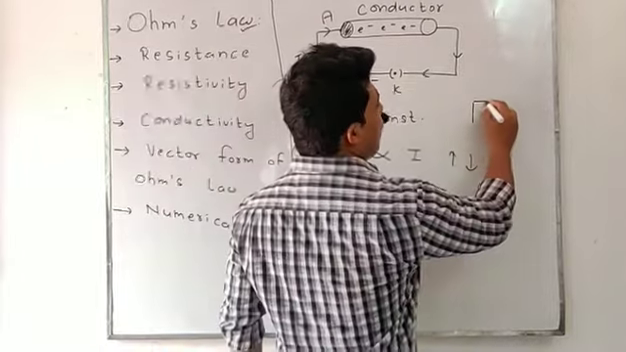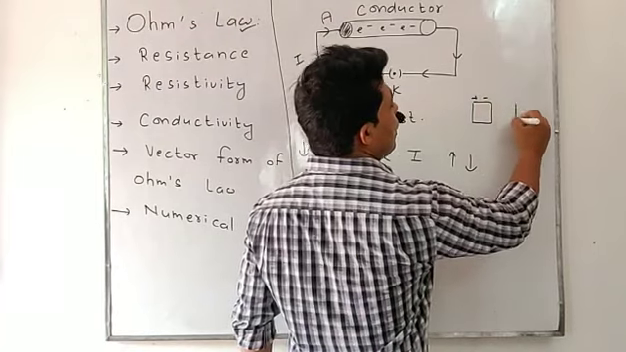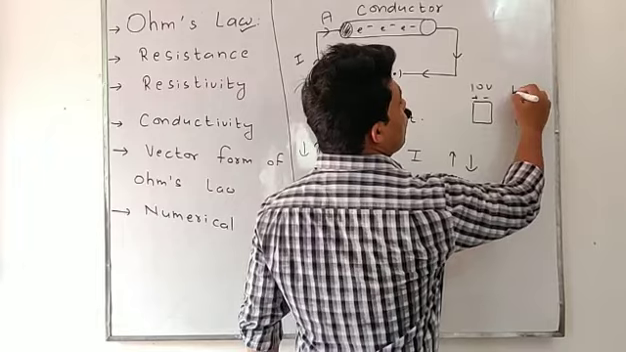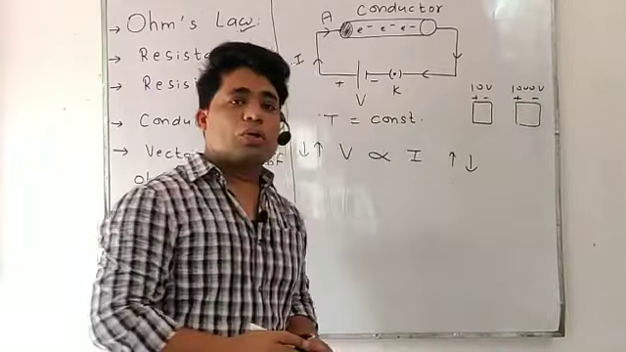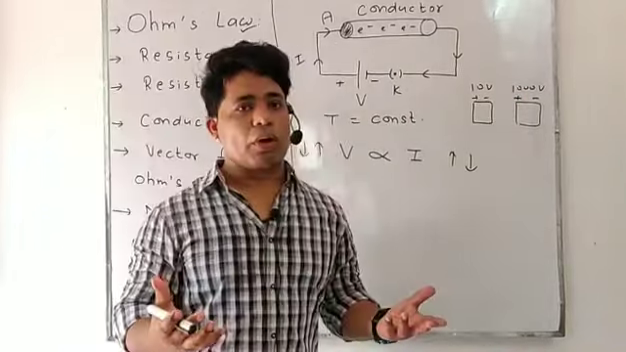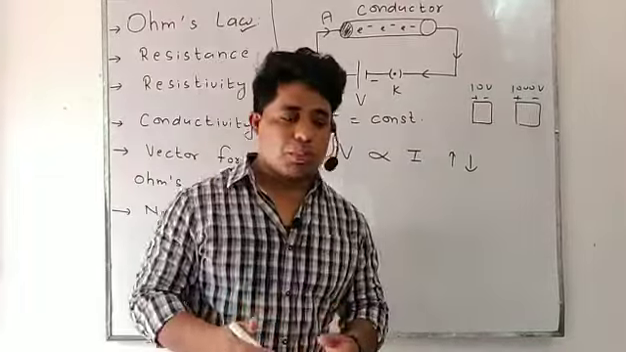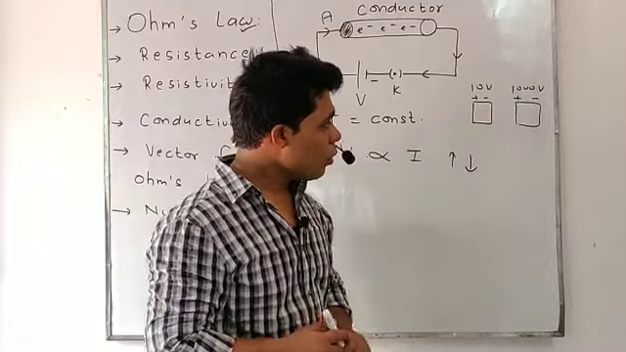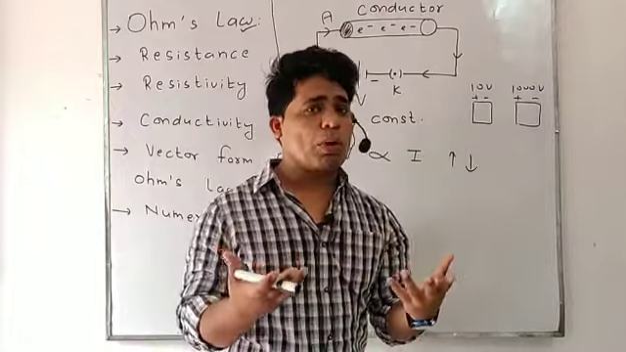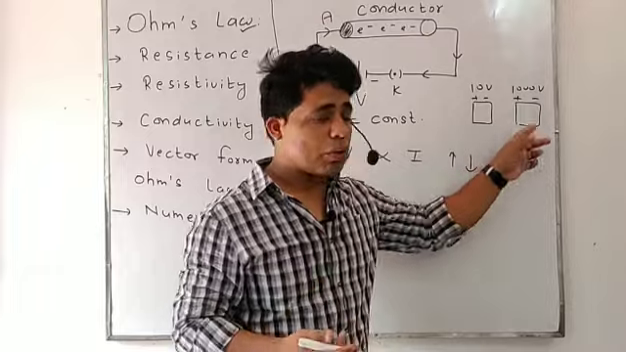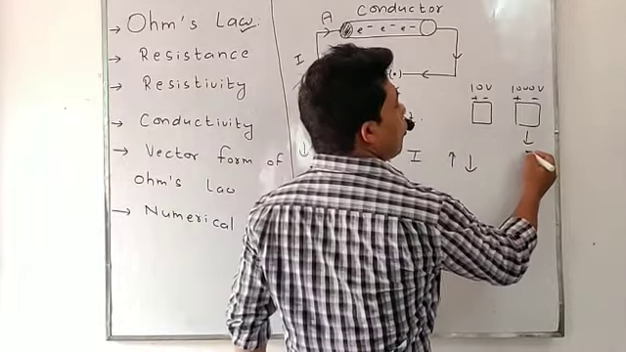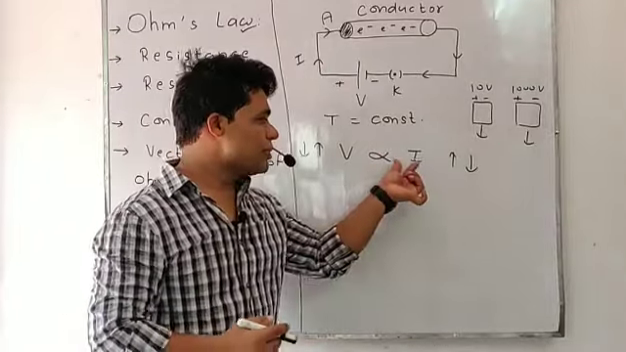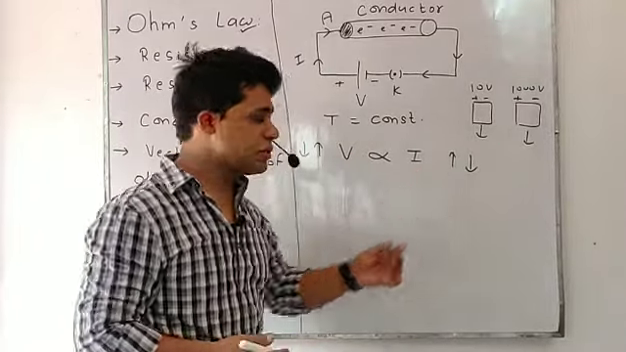Suppose we are having two batteries. First is of 10 volt, another is of suppose 1000 volt. So which battery can generate more current? Obvious, 1000 volt. This can give more shock and this can give less shock. Same like on increasing potential, current will also increase.